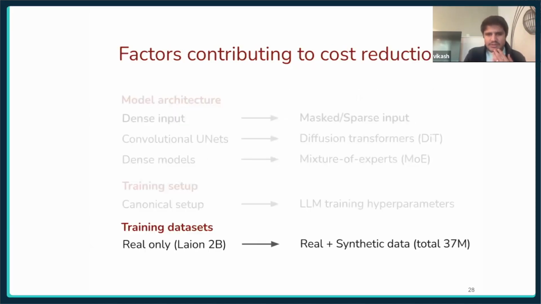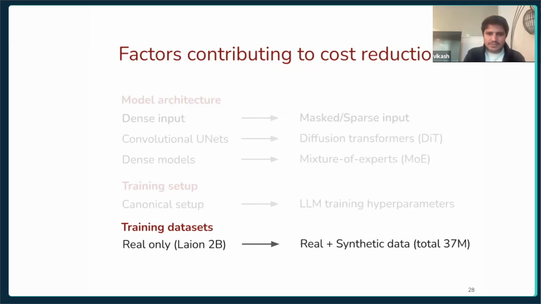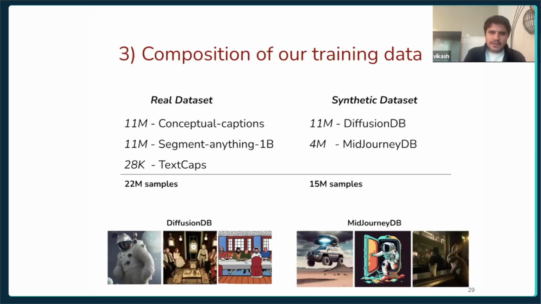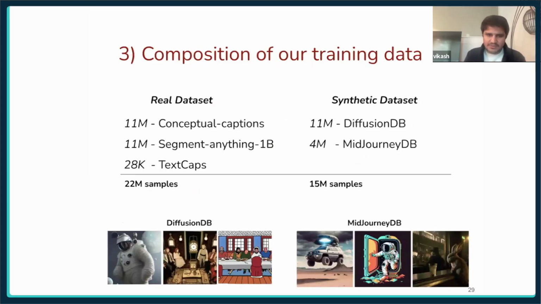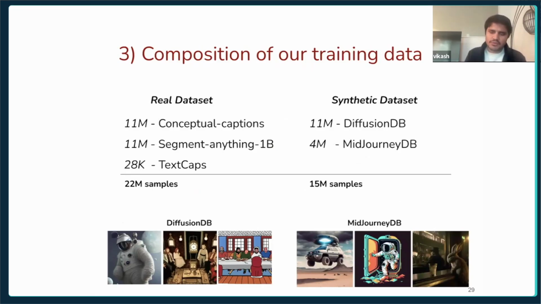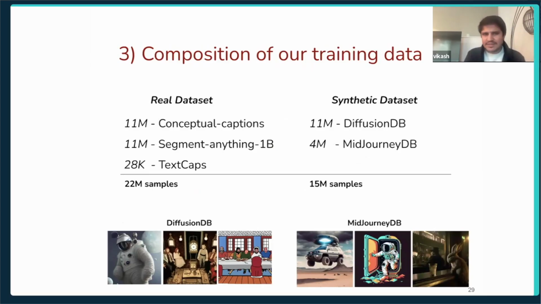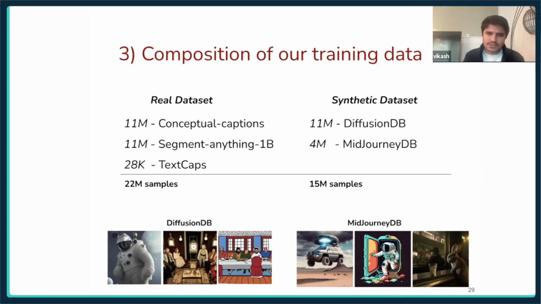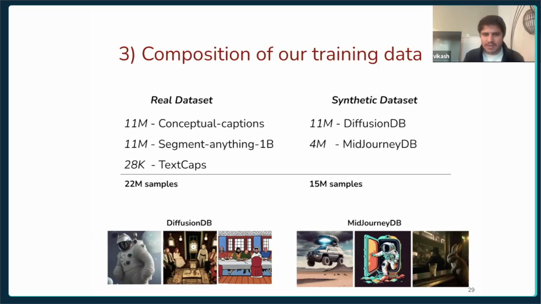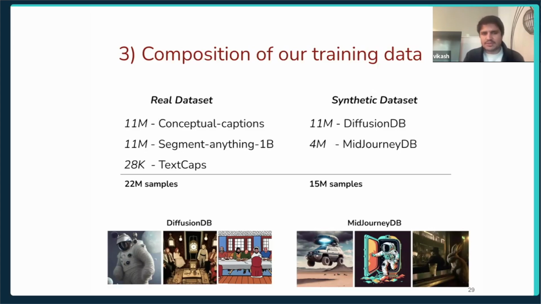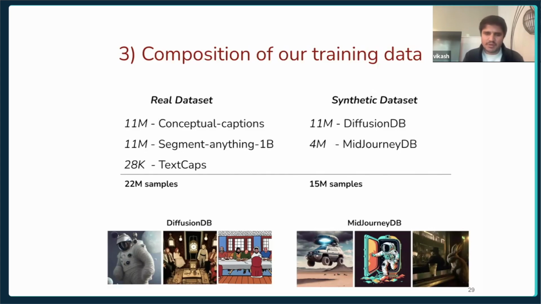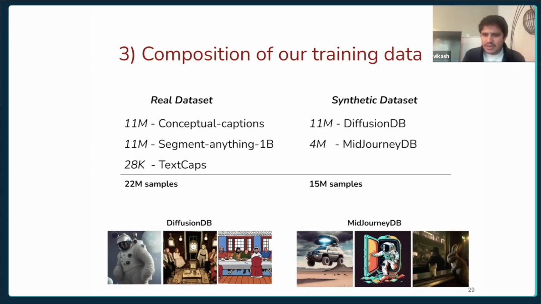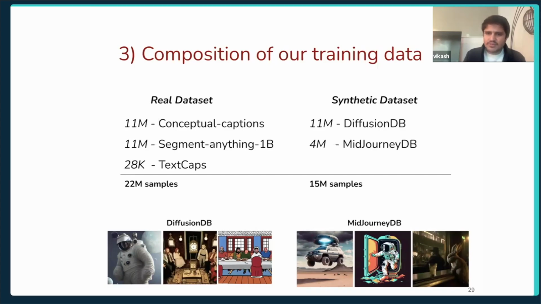Another design choice that really helped us train these models better is choosing the right training data set. Our total data set of 37 million images was actually a mixture of real and synthetic images. The real data sets are fairly common, the kind used in academic testing, such as Conceptual Captions and Segment Anything from Meta. And we also used a small amount of TextCaps to teach the model about generating text in images.